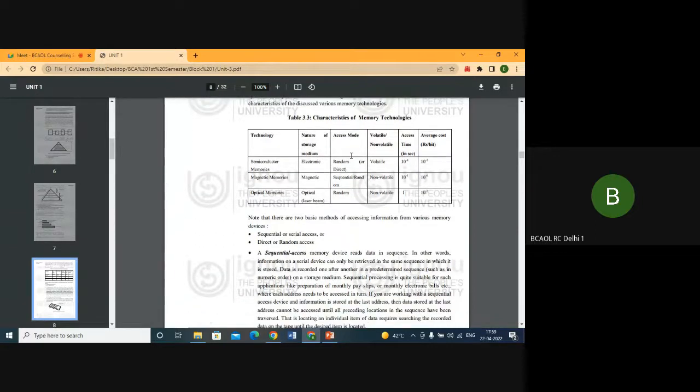Now you have two basic methods of accessing information. In memory, you can access the information sequentially, or serial access, or directly, which is random access, right? Either you could access randomly or directly, or sequentially.